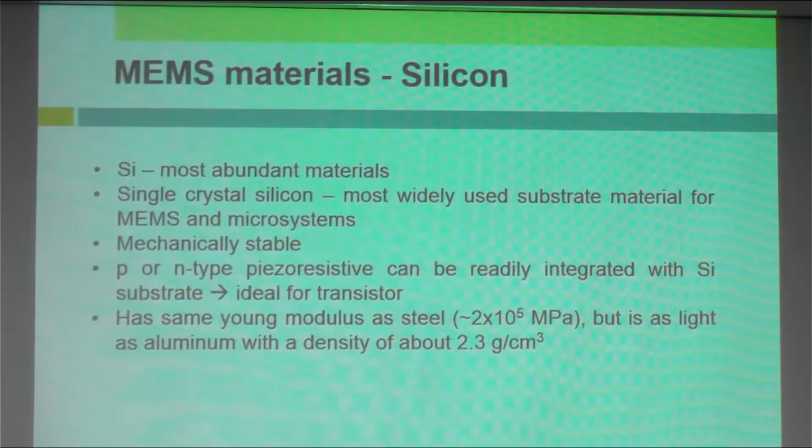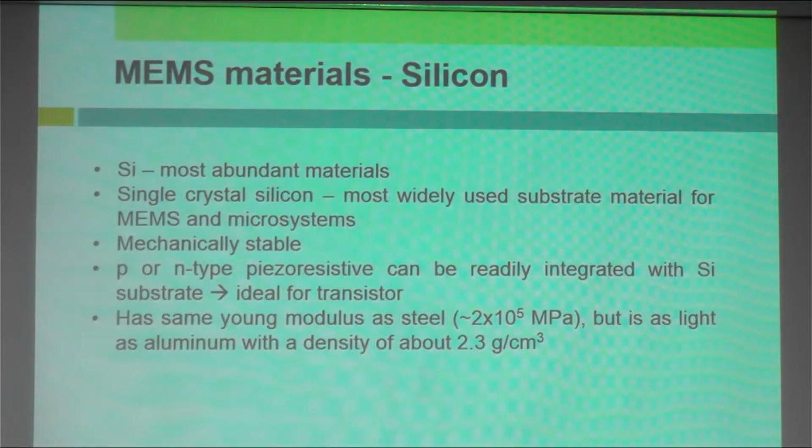Mechanically stable, P or N type piezoresistive can be readily integrated with a silicon substrate. So this makes it ideal for transistors, and it has the same Young's modulus as steel but is as light as aluminum, with a density of about 2.3 gram per cubic centimeter. So that is the property of silicon.